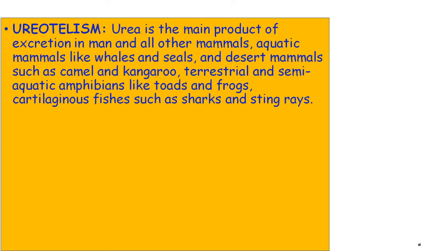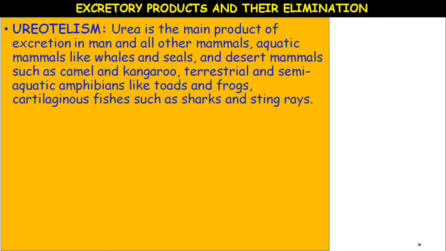Ureotelism. Urea is the main product of excretion in man and all other mammals. Some aquatic animals, even aquatic mammals like whales and seals, and desert mammals such as camel and kangaroo, terrestrial and semi-aquatic amphibians like toads and frogs, and cartilaginous fishes such as sharks and stingrays, are all examples of ureotelism. Their main excretory product is urea.